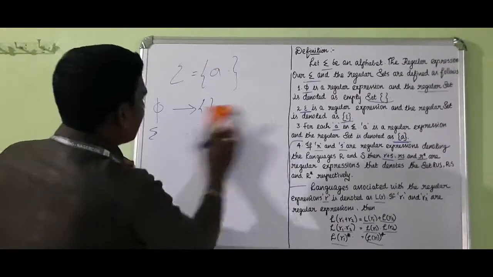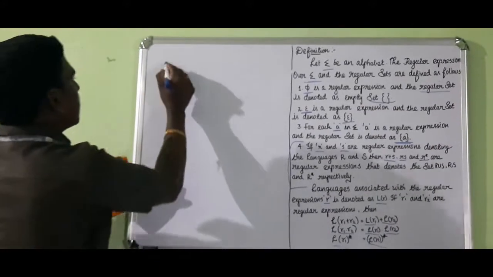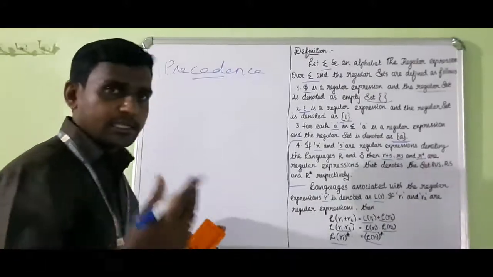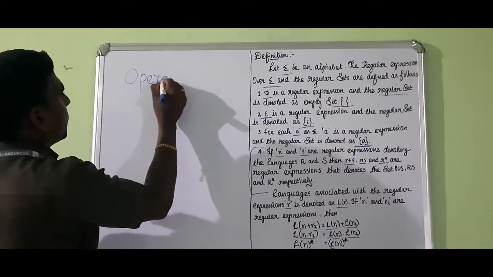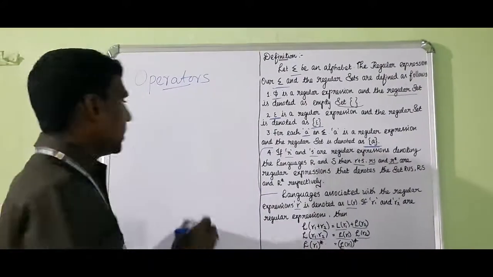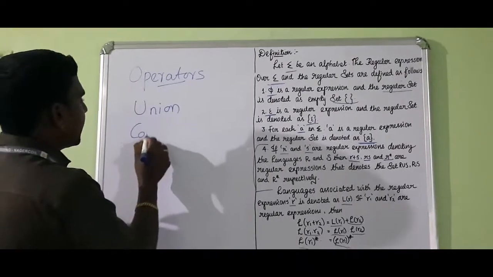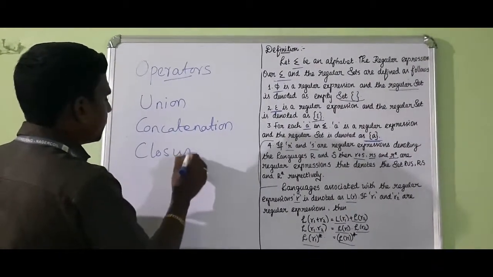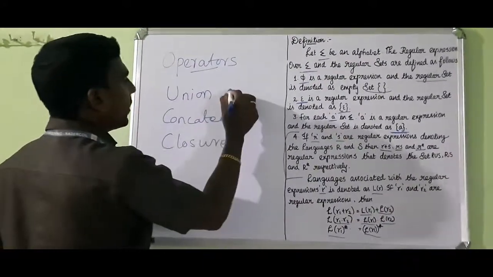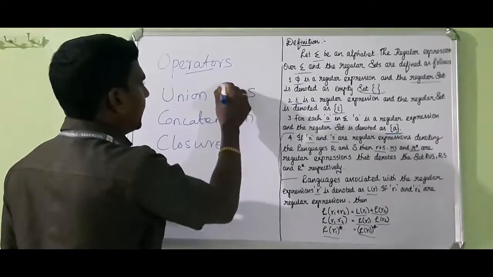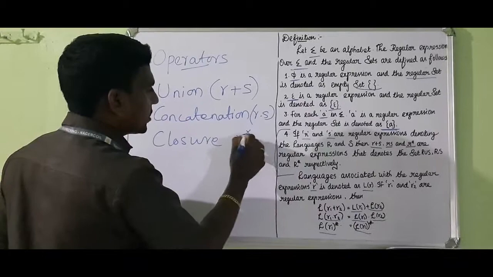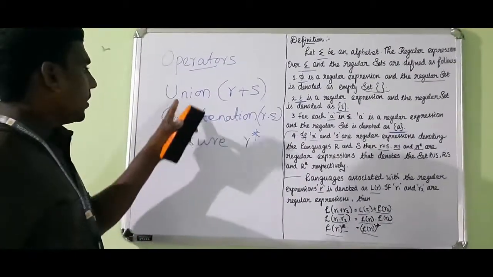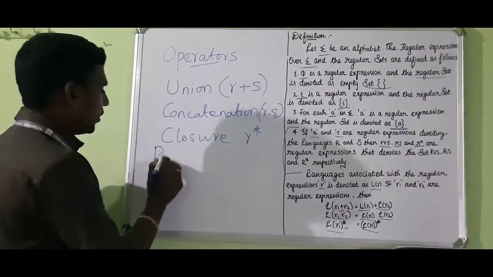And a very important thing: precedence of regular expression. Before that, we will study the operators of regular expression. I told you there are three operators: union, concatenation, and closure. Union, I will represent as R plus S, concatenation as R dot S, and closure as R star. Union R plus S, dot, and star. These are the operators of regular expression. Then we will study the precedence of regular expressions.